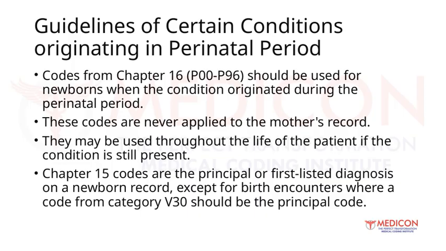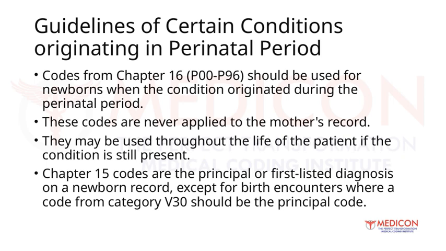So, they are not just for initial diagnosis, but can be applicable as the patient ages if the condition remains present. Now, when we're looking at the primary diagnosis on a newborn record, the general rule is that Chapter 15 codes usually take the principal or first listed position. However, there's an exception for birth encounters. In those cases, a code from category V30 should be listed as the principal diagnosis. This helps ensure proper classification and clarity in coding the birth event itself. Overall, understanding these guidelines ensures accurate and consistent coding, which is crucial for proper documentation, billing, and data collection in perinatal care.